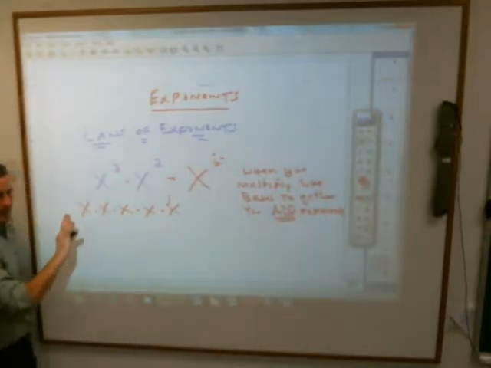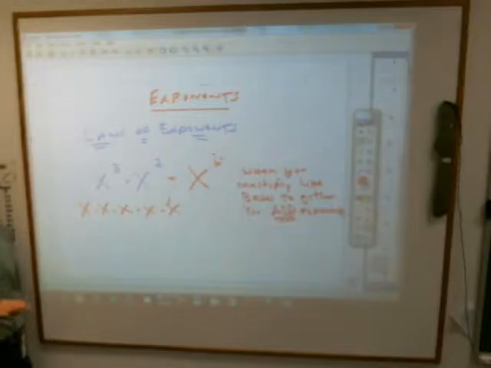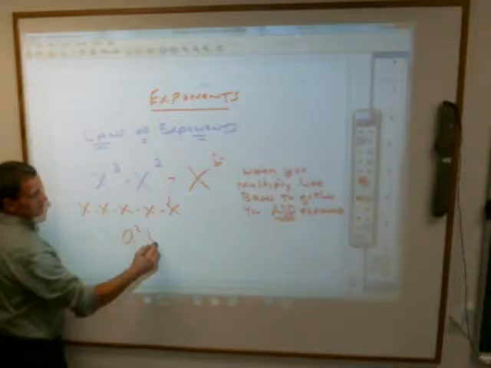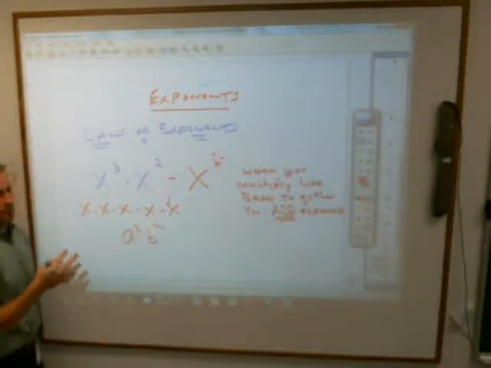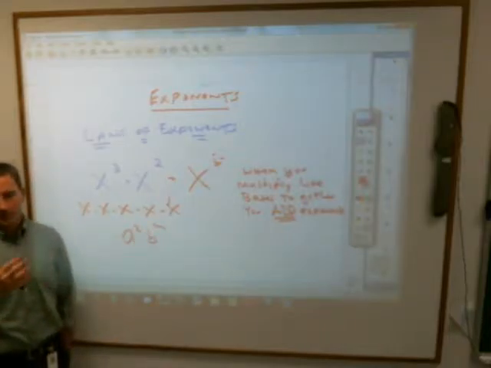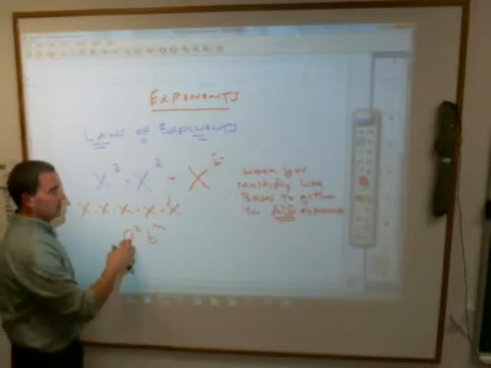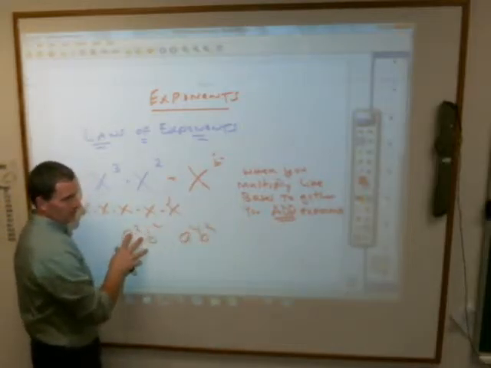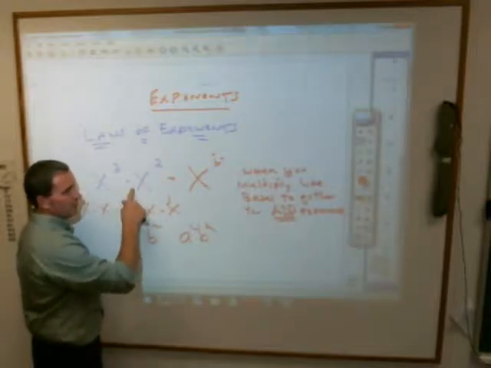If the bases aren't like, you can't do anything with it. For example, if I have a squared times b squared, you can't put those together and say that's a to the b to the 4th. It's not. It is a squared b squared. You can do nothing to simplify that. They have to be like bases.